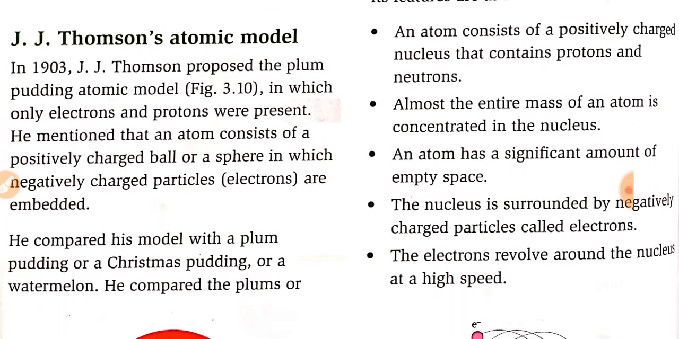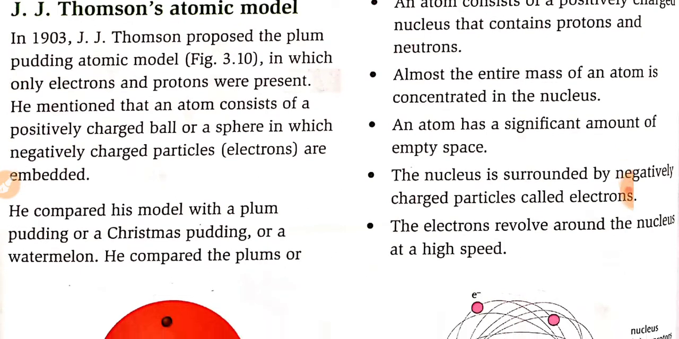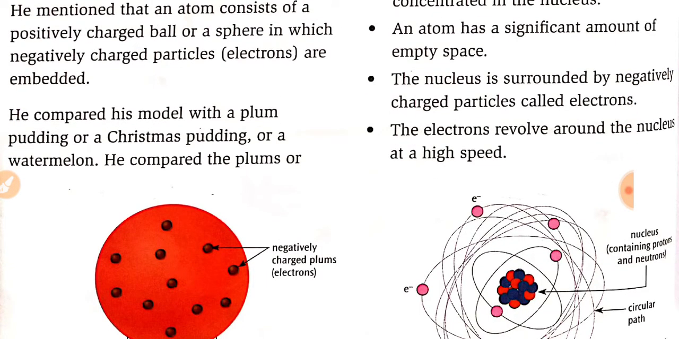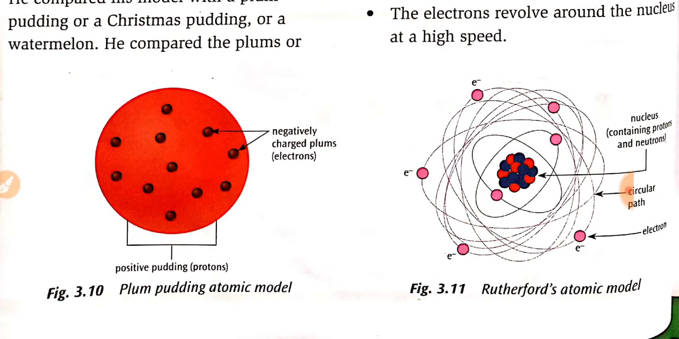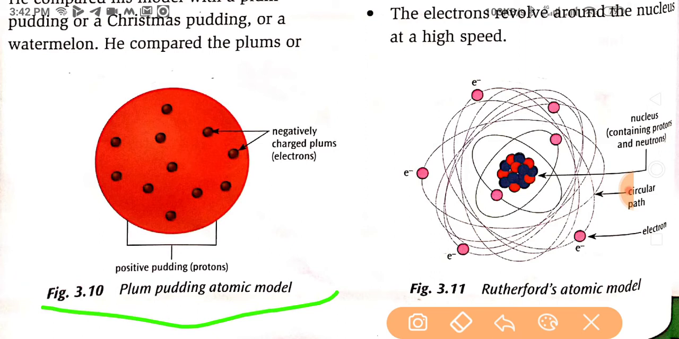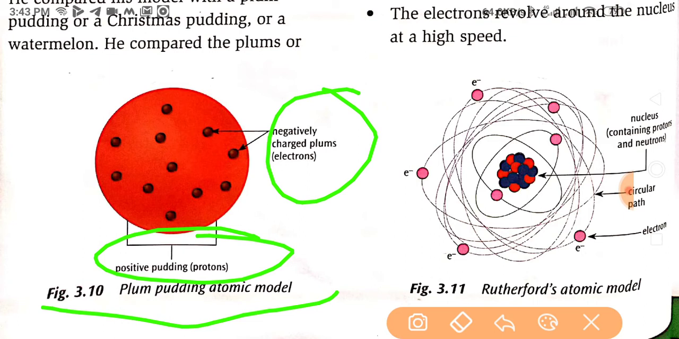So, he mentioned that an atom consists of a positively charged ball or sphere in which negatively charged particles, electrons, are embedded. He compared his model with a plum pudding or a Christmas pudding or a watermelon. You can see his figure of the plum pudding model. He said that positively charged particles, protons, are found, and negatively charged plums or particles.